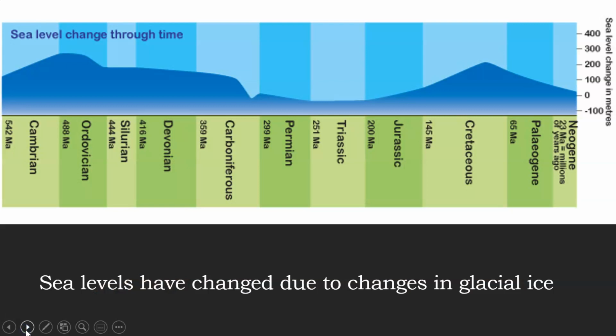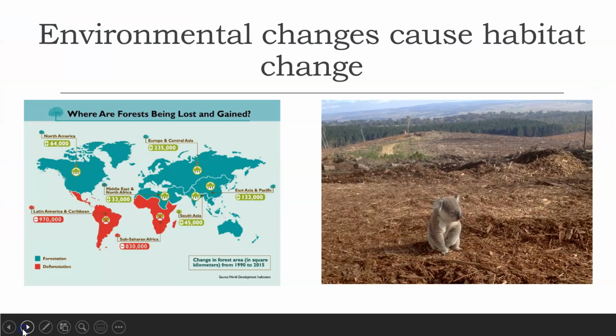In addition to climate change, sea levels have changed due to many different factors. And you can see that the sea level through time, there's been times where our sea levels have been very high, our sea levels have been very low, and this is often related to changes in the amount of glacial ice. So again, glacial ice can be changed by many of those climate factors we talked about, may in turn affect our sea level.